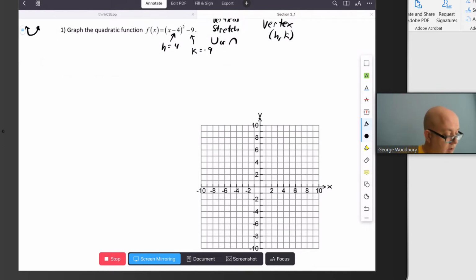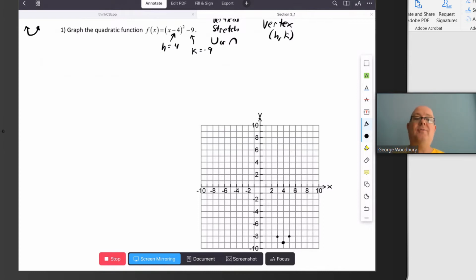So I go over to 4 for x, down to negative 9. I'm going to put that on the graph. So there's my first point. Now I know that the graph of x squared, from there it goes up 1 and out 1. So I can get a couple more points right away.